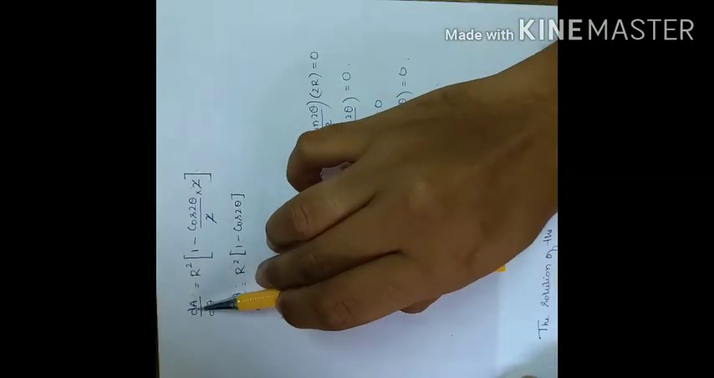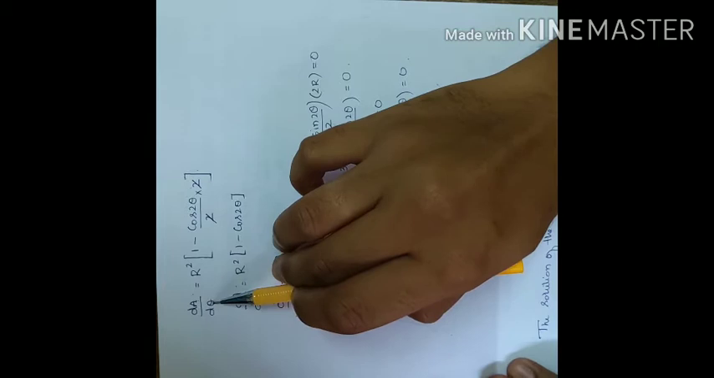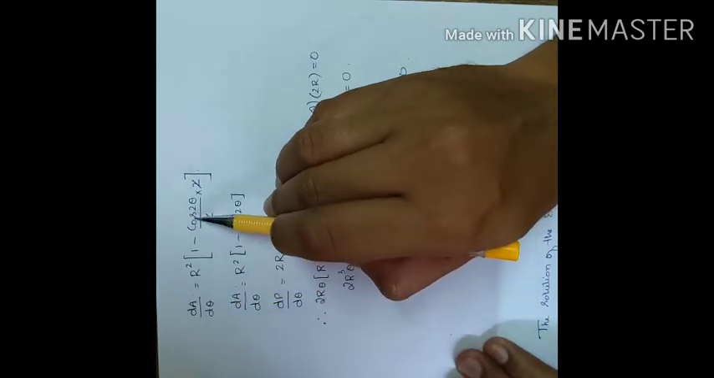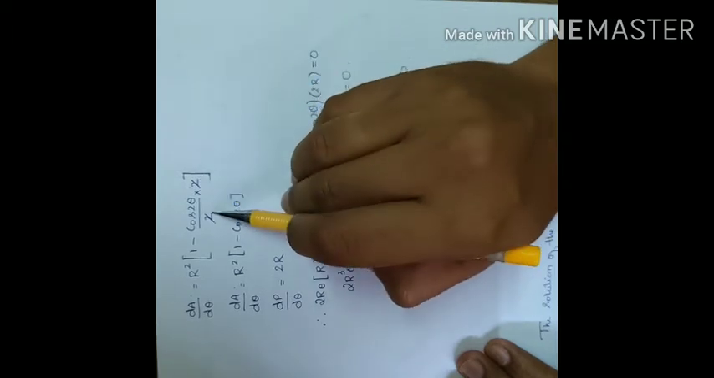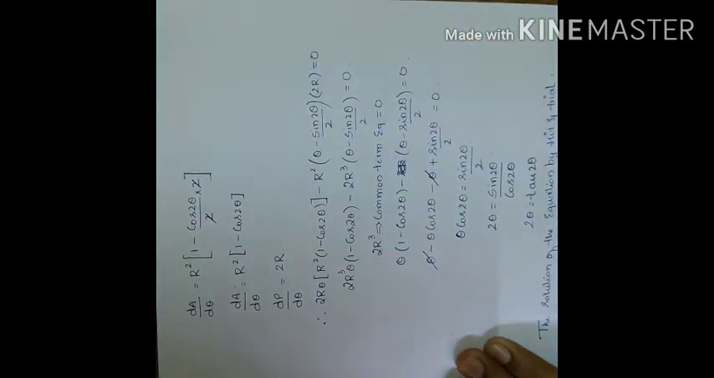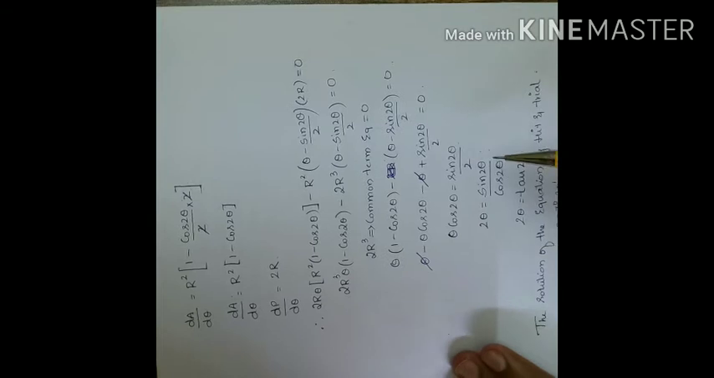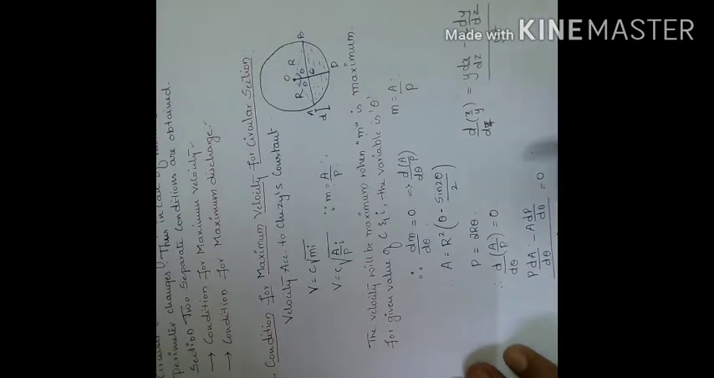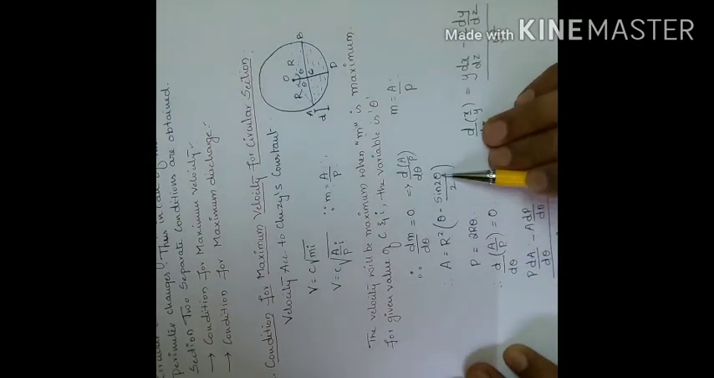So here, differentiation of A with respect to theta is equal to r square, I have kept as it is, 1 minus cos 2 theta into 2 by 2, because differentiation of sine theta is, here you can see, so we have r square into theta minus sine 2 theta by 2.